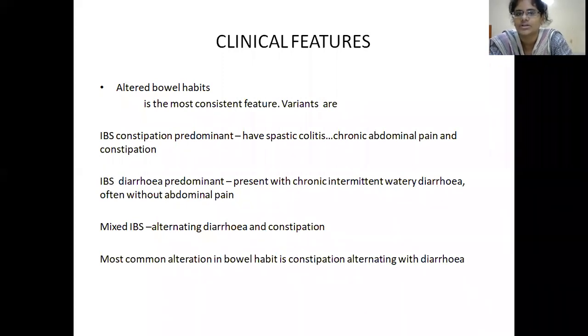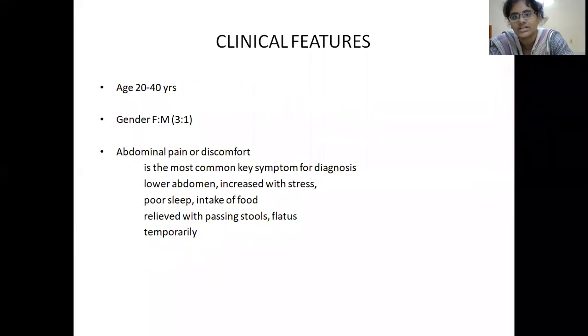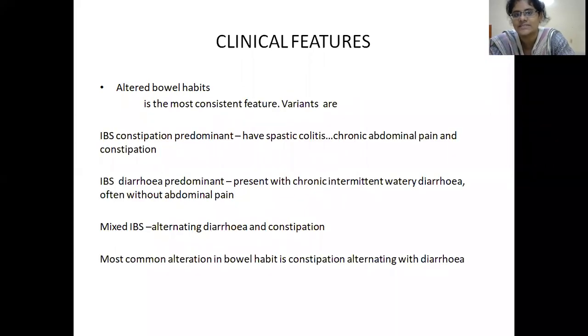And the next important one, apart from abdominal pain, you'll have altered bowel habits. Having abdominal pain or discomfort is the most common symptom you are able to see, but the most consistent feature will be altered bowel habits. Based upon what type of bowel habits these patients are presenting, there are 3 variants: IBS where constipation is the predominant feature, IBS where diarrhea is the predominant feature, or the mixed IBS one.